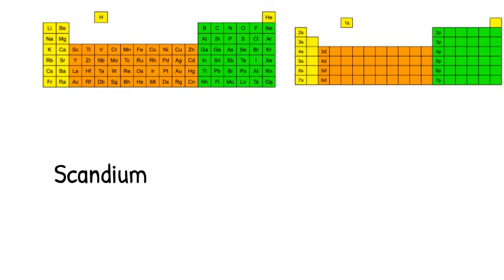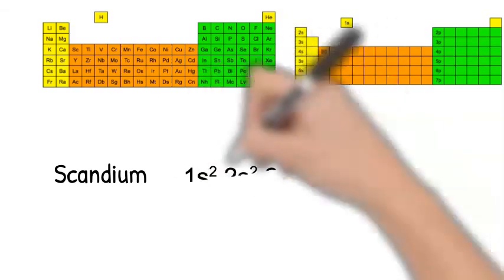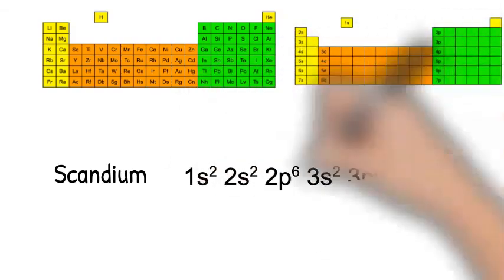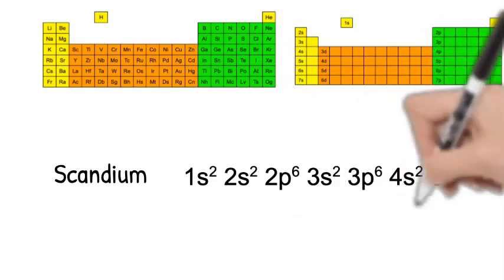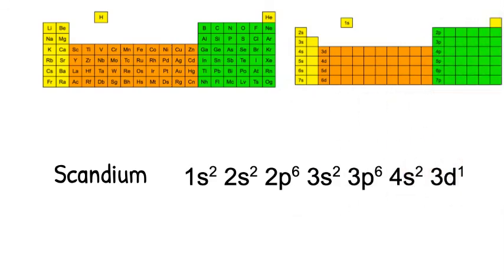So if we work on scandium, scandium is 1s2, 2s2, 2p6, 3s2, still going, 3p6, 4s2, and then the next one is a 3d sublevel. So it's 3d1. And so this scandium is a D block element.